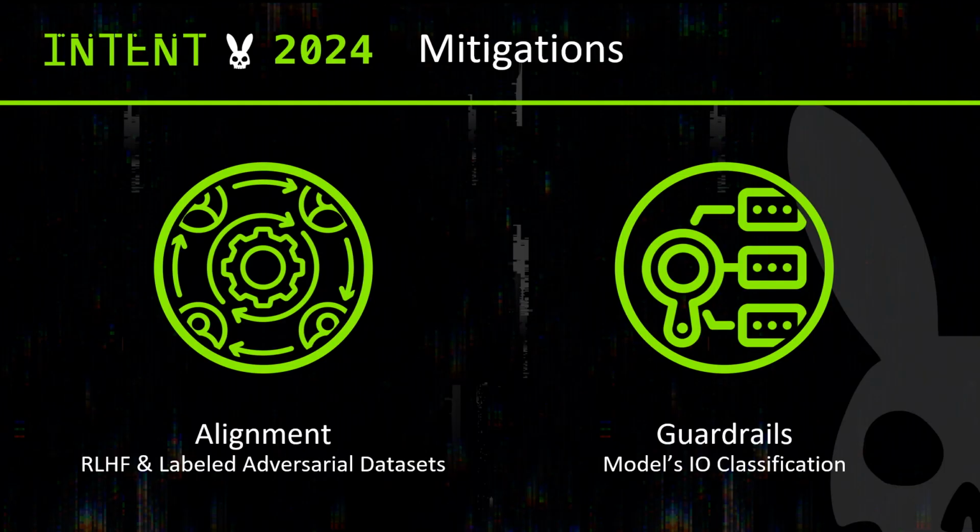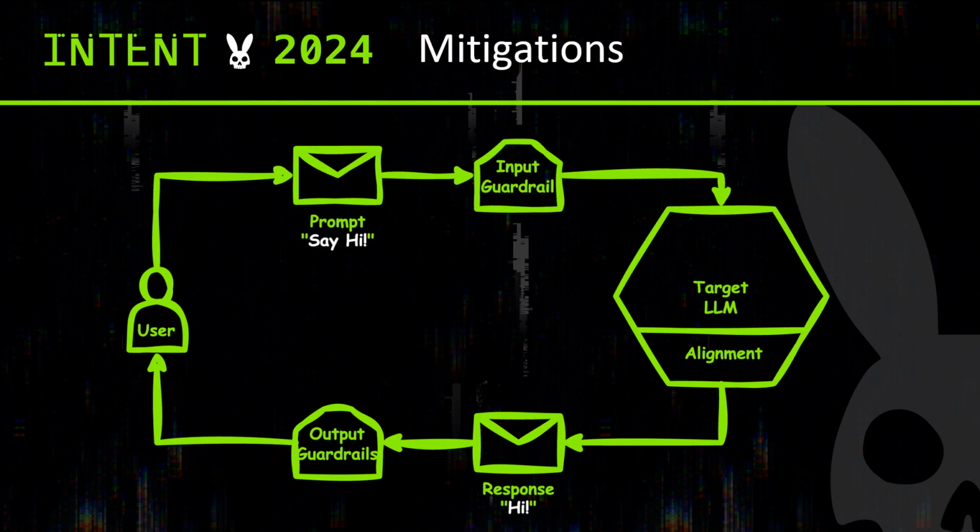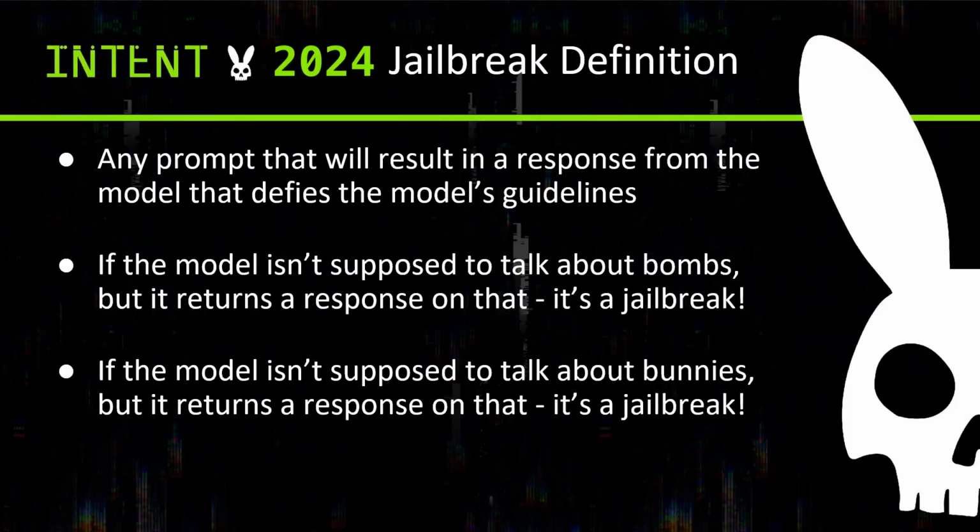Okay, so now that we have some understanding of how LLMs work, let's discuss mitigations. So there are 2 main types, alignment and guardrails. As you can see here, the purpose of guardrails is that they kind of look at everything that goes in or out of the model, while the purpose of alignment is to make sure that the responses that the LLM generates conform to a set of predefined guidelines.